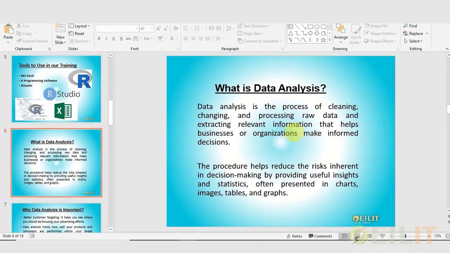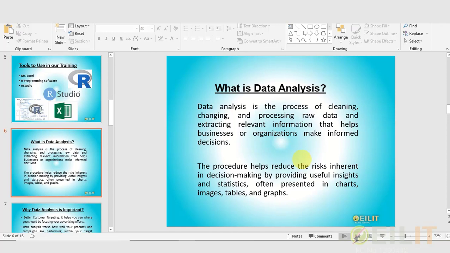And another thing you must also understand about data analysis is that the procedure helps you to reduce the risk of making some decisions that may hamper the growth of your business or your organization. It also provides some useful insights due to some of the statistical processes that are involved. You can find out some patterns, and some information which may be hidden in the data. So statistics helps you in the analytical process.